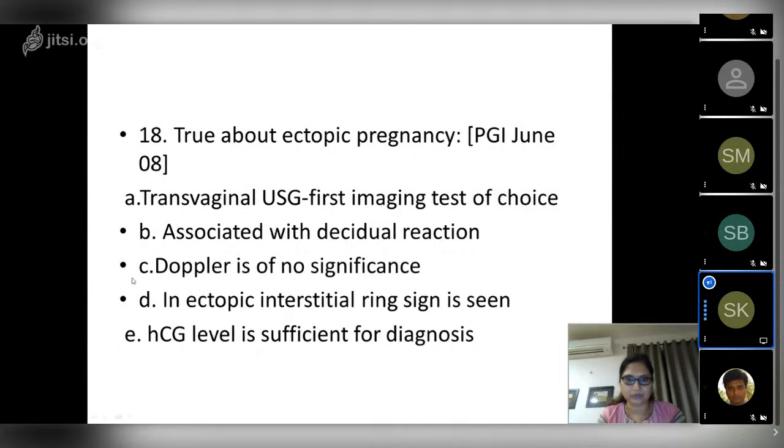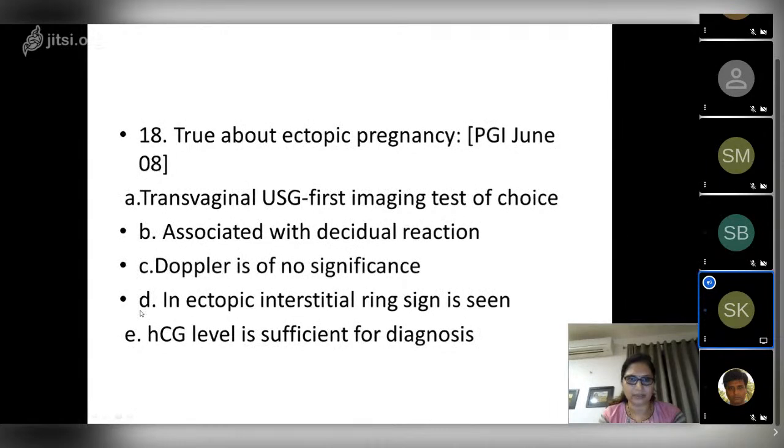Now, Doppler is of no significance. False, because Doppler is of significance. Whenever we have a confusion in case of an adnexal mass, the Doppler, as I told earlier, will give us the indication when there is an increased color flow in that particular lesion. It will indicate that there is definitely a low resistance tissue, that is a chorionic tissue, present in the adnexal region. So Doppler is of significance in ectopic pregnancy and is an important aid in diagnosis.